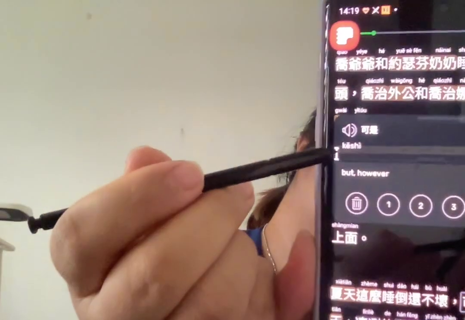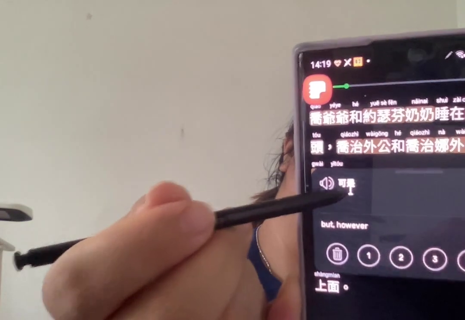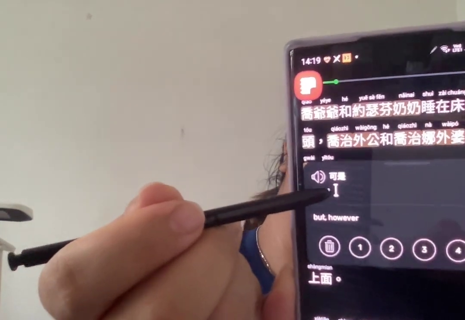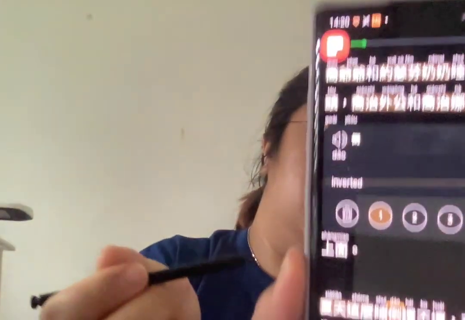And the sound is here. 可是. So 可 is third sound, and then 是 is the fourth sound. So 可是. That's however. So that's how you read. Like for example, I don't know this word 刀. This is 刀.